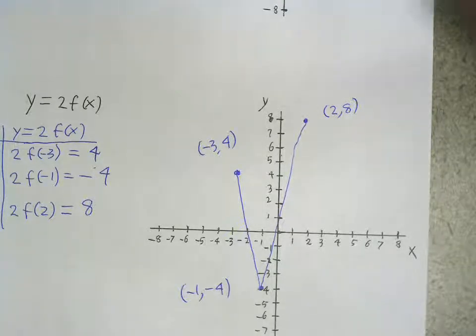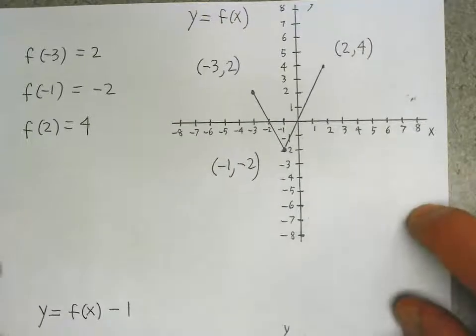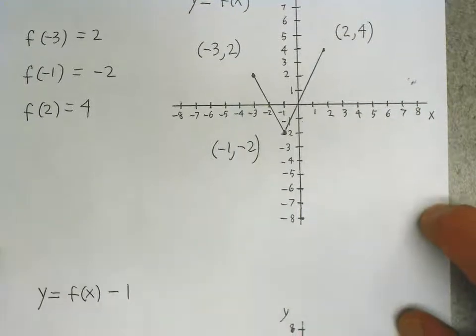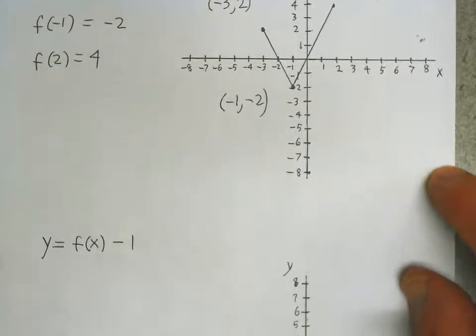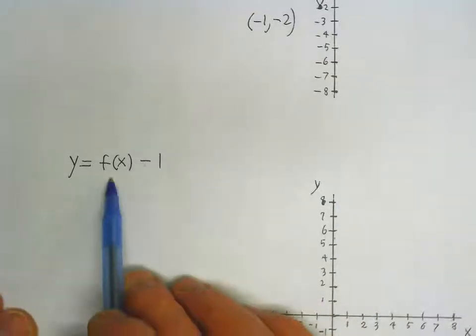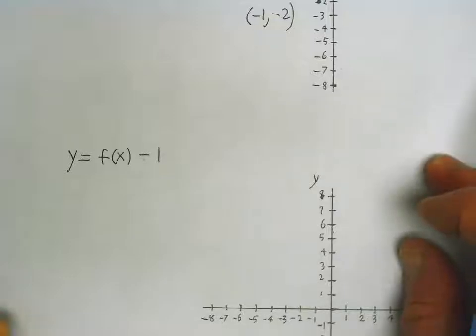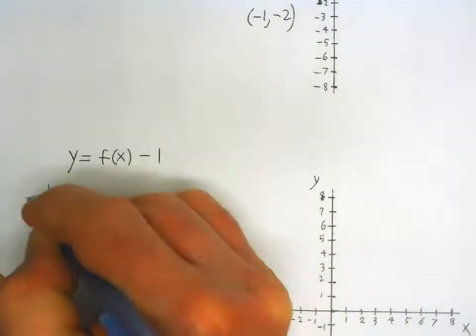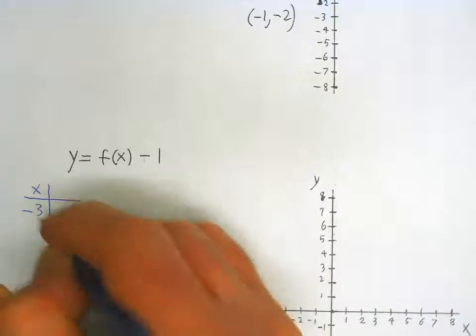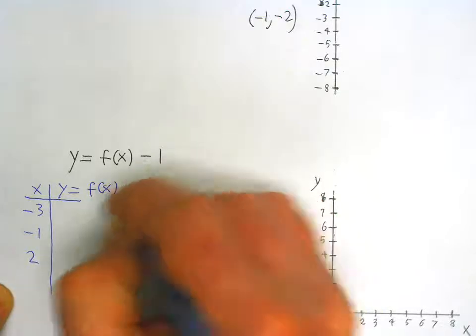Okay, a couple more. The next one, same function f of x as before. And we want to graph y equals f of x minus 1. So no doubt you know what's going to happen on this one. We're just going to subtract 1 from all of the y coordinates on f of x. The graphical effect is a vertical translation downward by 1 unit. So let's just go ahead and do it real quick. So the same x coordinates, -3, -1, 2, and y equals f of x minus 1.